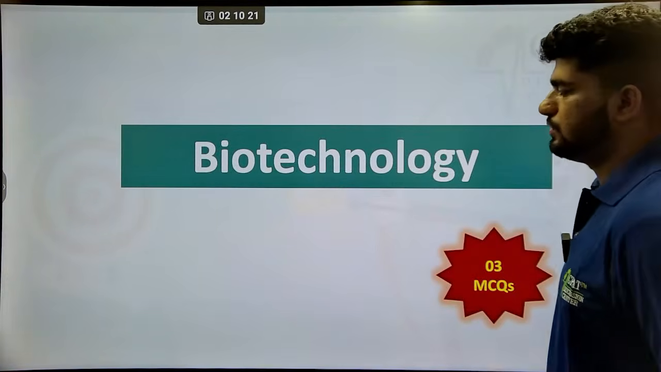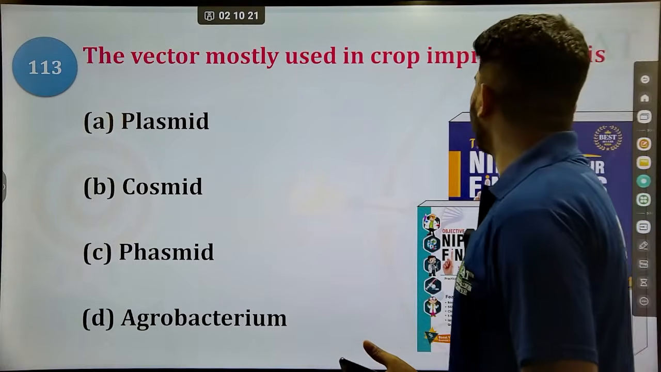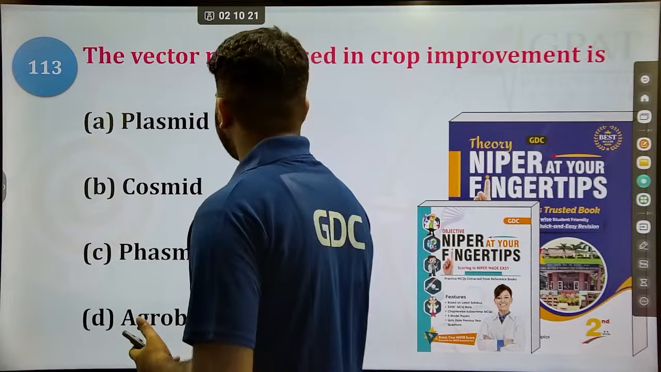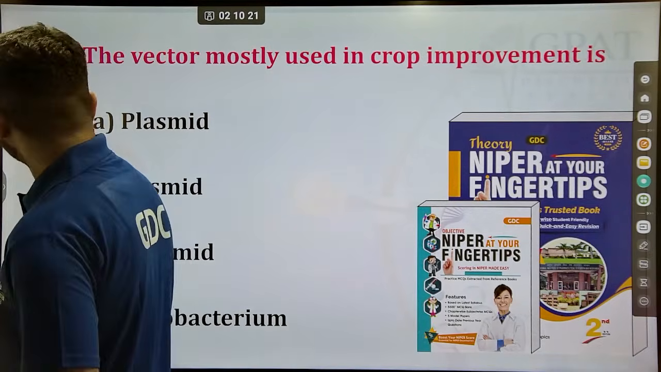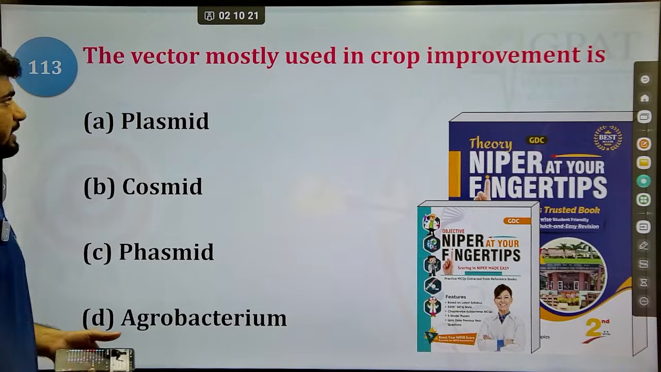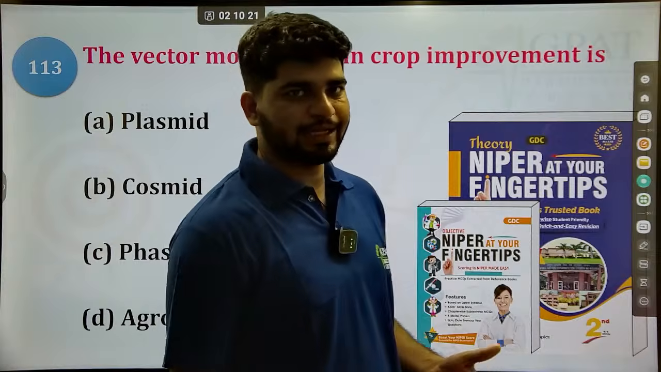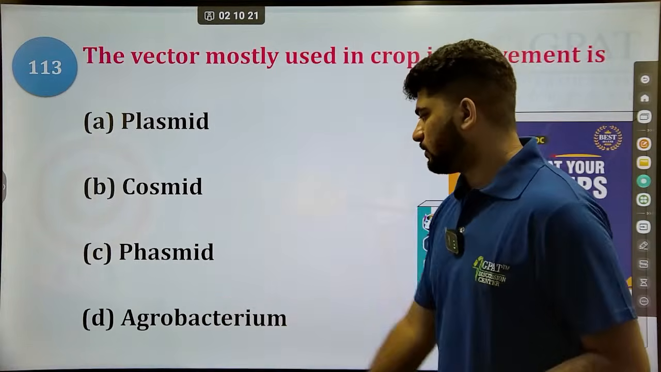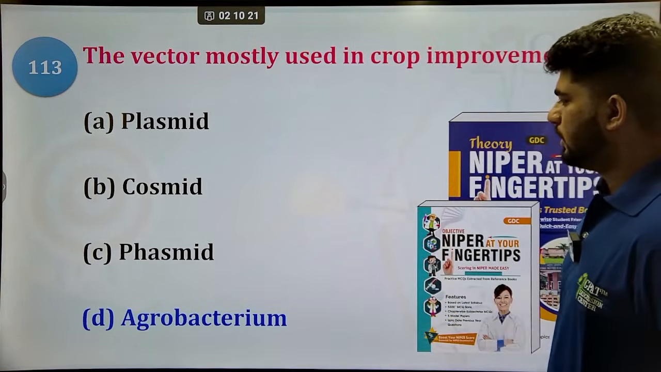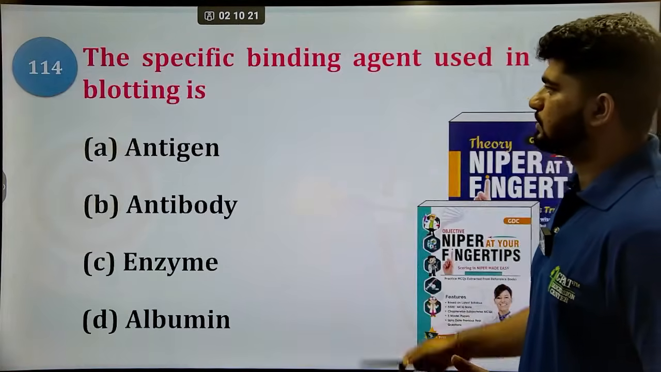Biotechnology, 3 MCQs. Now, the vector mostly used in crop improvement over here. The vector, guys: plasmid, cosmid, phasmid, or agrobacterium. Crop improvement is associated with agriculture, so the answer is agrobacterium. Simple, D. Agrobacterium tumefaciens.